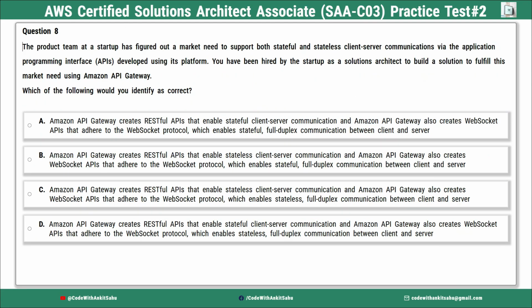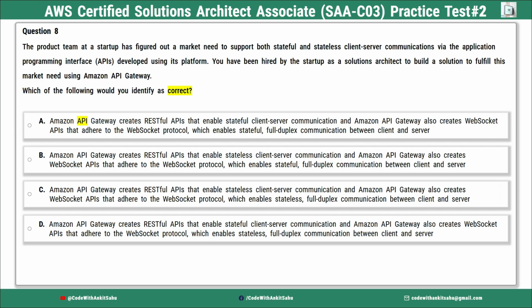Question 8. The product team at a startup has figured out a market need to support both stateful and stateless client-server communications via the Application Programming Interface, APIs, developed using its platform. You have been hired by the startup as a solutions architect to build a solution to fulfill this market need using Amazon API Gateway. Which of the following would you identify as correct?